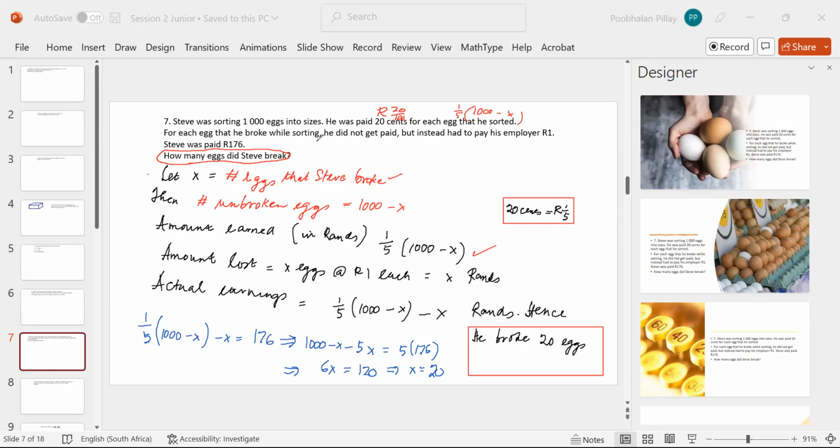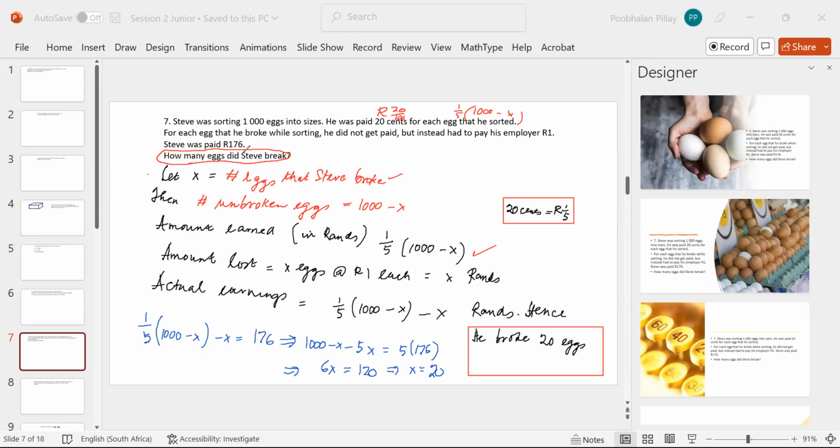But we must be careful here, because that is not the total amount he earned. He had to give back. He had to pay his employer 1 rand as a fine for each egg that he broke. And he broke X eggs. So for X eggs, he would give the employer X rands back. So this is not his real earnings; he had to give those X rands back. So his actual earnings will be whatever he earned minus whatever he paid back. And that is his actual earning.